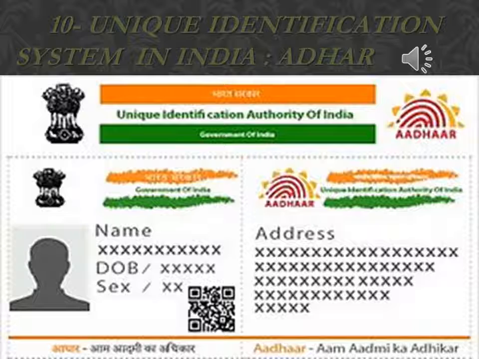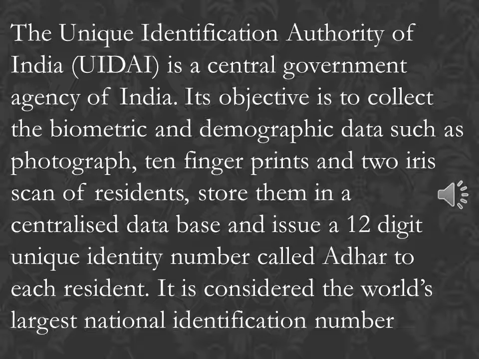10. Unique Identification System in India. The Unique Identification Authority of India (UIDAI) is a central government agency of India. Its objective is to collect biometric and demographic data such as photograph, 10 fingerprints and iris scan of residents, store them in a centralized database and issue a 12-digit unique identity number called Aadhaar to each resident. It is considered the world's largest national identification number.